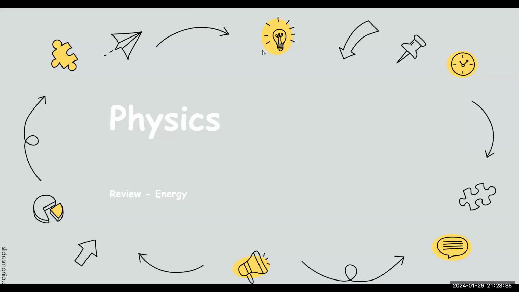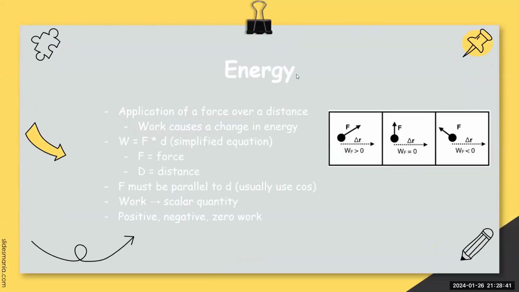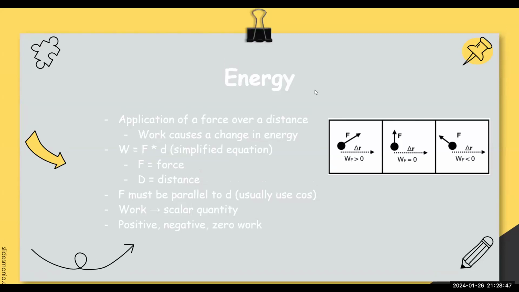Okay, so for physics today, we're just going to be doing a review on energy. As we learned before, energy is the application of a force over a distance. So the work is pretty much equal to the change in energy, and the work would be force times distance, where in that equation, F equals force, D equals distance.